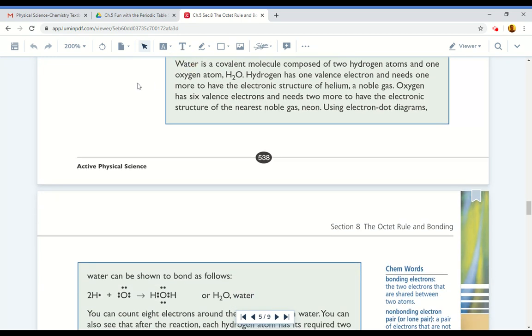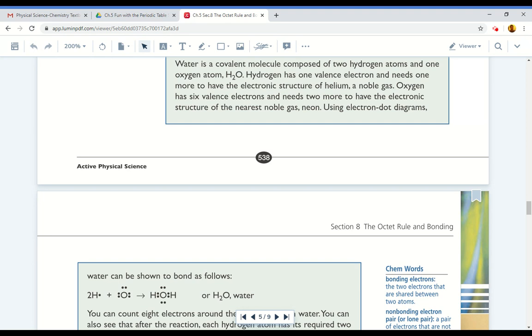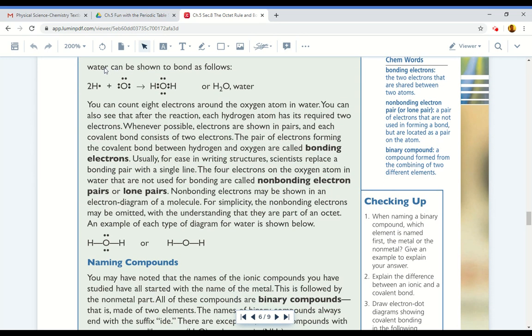Water is a covalent molecule composed of 2 hydrogen atoms and 1 oxygen atom, H2O. Hydrogen has 1 valence electron and needs 1 more to have the electronic structure of helium, a noble gas. Oxygen has 6 valence electrons and needs 2 more to have the electronic structure of the nearest noble gas, neon. Using electron dot diagrams, water can be shown to bond as follows.